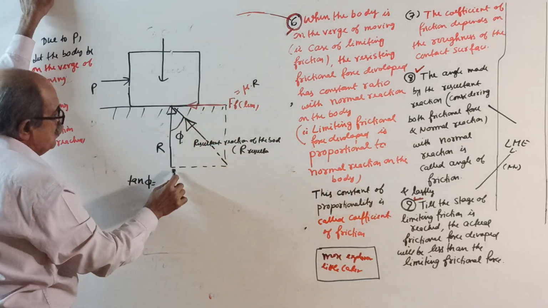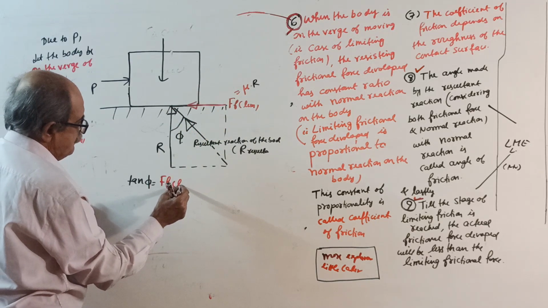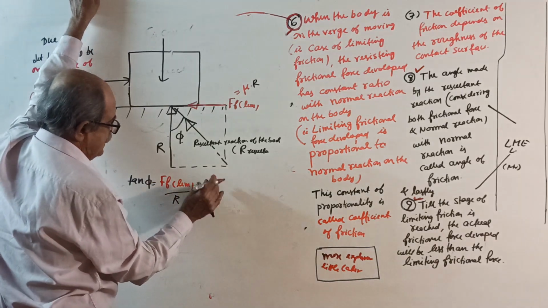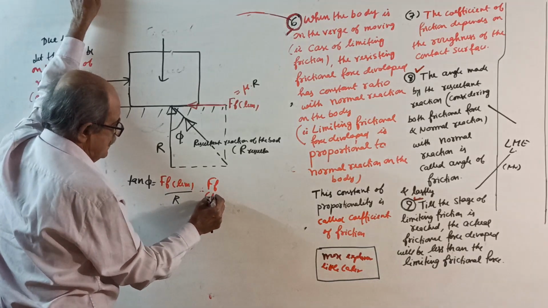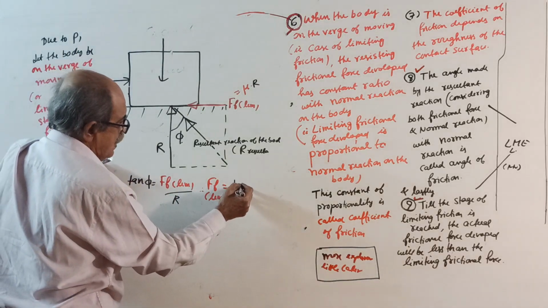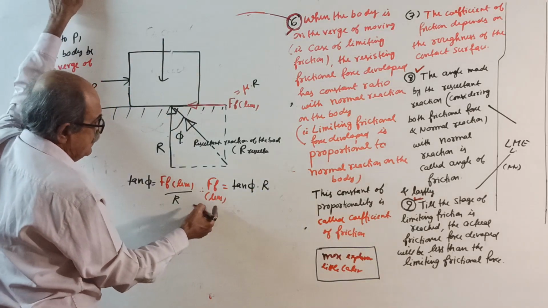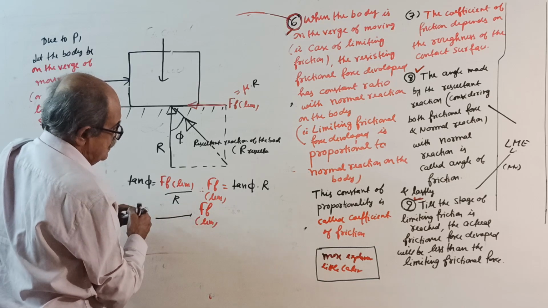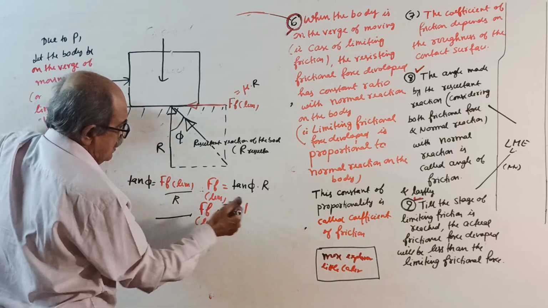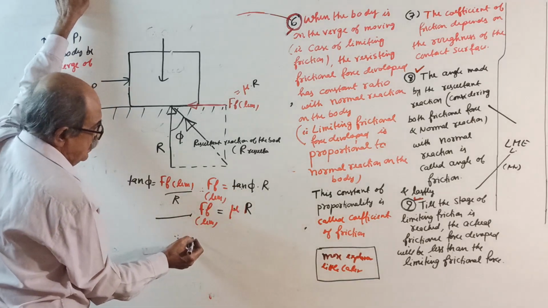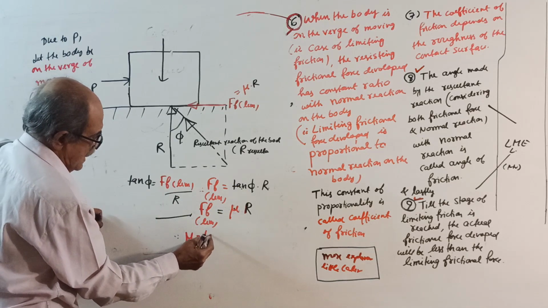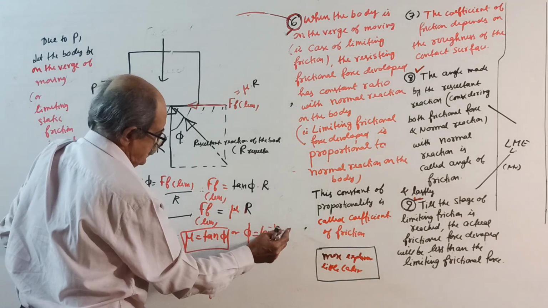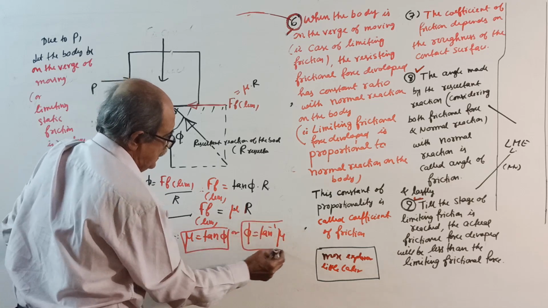Tan phi equal to FF limit divided by R, or FF limit equal to tan phi into R. But we already know FF limit equal to mu into R. Therefore, compare: mu equal to tan phi, or phi equal to tan inverse of mu. This I already told you last time.